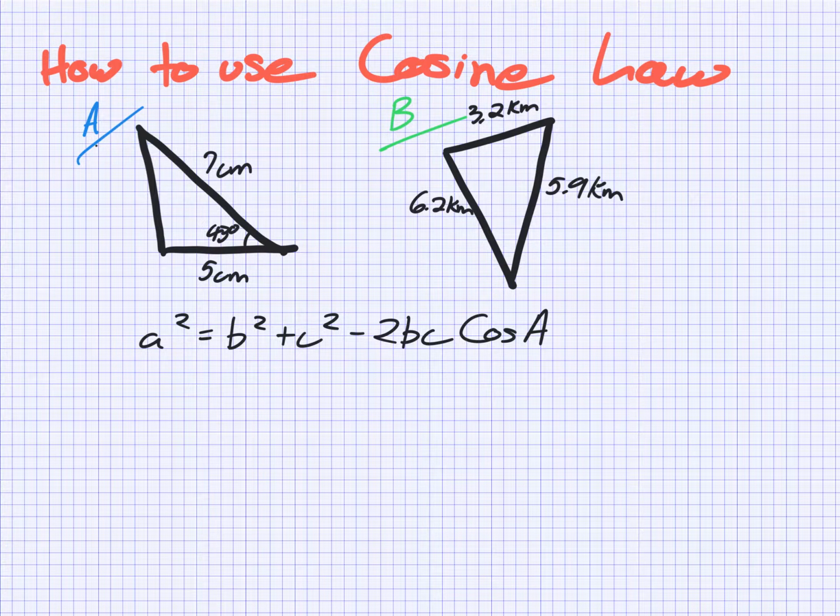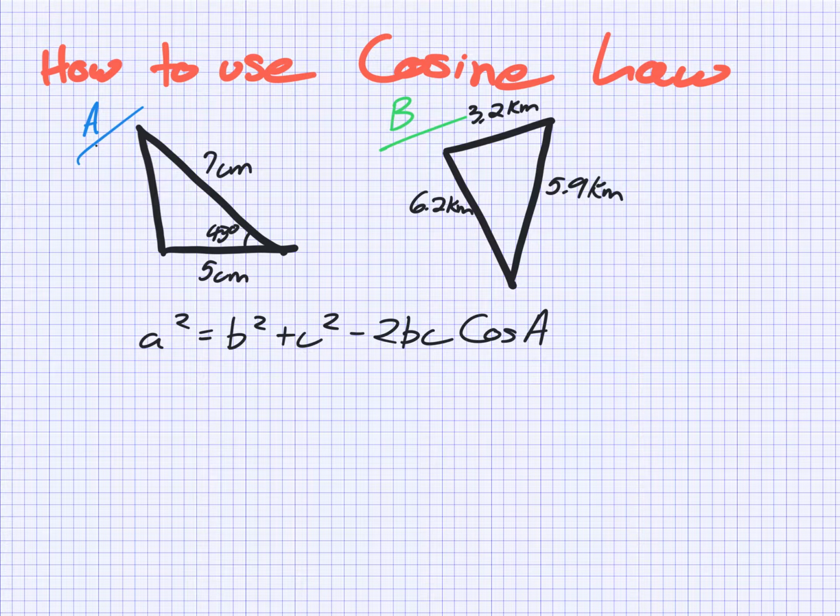Scenario A happens when you have a side, then the adjacent angle, and then the adjacent side to that. If you notice, I don't have the opposite angle of that side, and I don't have the opposite side. So I can't use sine law in this situation. Okay, so I've got to use this formula here.